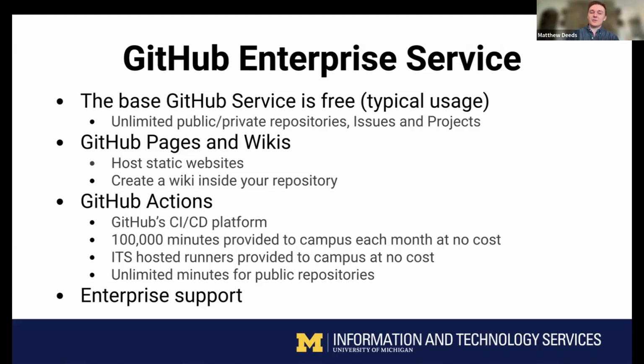And then you also have access to GitHub Actions, which is GitHub's CI/CD platform, and it essentially allows you to build, test, and deploy your code right from within GitHub. And there's two ways of using actions in GitHub. You can either use GitHub's cloud-based runner servers or use a self-hosted runner server. And these are just how you would run your CI/CD workflow. And then for GitHub's cloud runners, 100,000 action minutes are provided to campus each month at no cost.